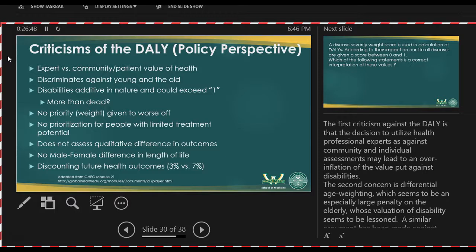There's no priority given to the worse off, no prioritization for people with limited treatment potential, it does not assess qualitative differences in outcomes, there are no male-female differences, and it discounts future health outcomes. So these are all the drawbacks for daily, but I don't think that's too much of a drawback considering that you're trying to get a global health indicator which will be uniform all around the world.